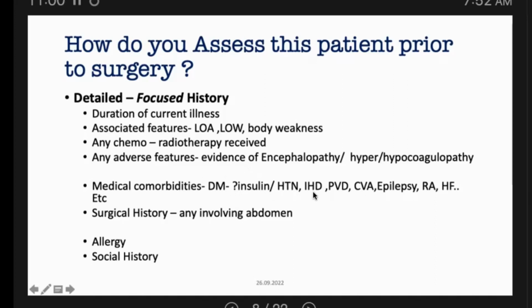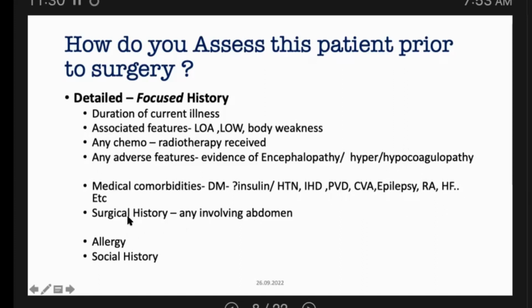And then hypertension, ischemic heart disease, peripheral vascular disease, CVA, epilepsy, rheumatoid arthritis, heart failure, all these sort of medical comorbidities we have to look into and assess to see where they are. For example, if somebody has recovered from a CVA, we have to document clearly what weaknesses they had. If somebody has rheumatoid arthritis, you have to take precautions for the airway. Likewise, that's the importance of assessing all these medical comorbidities and also the surgical history.